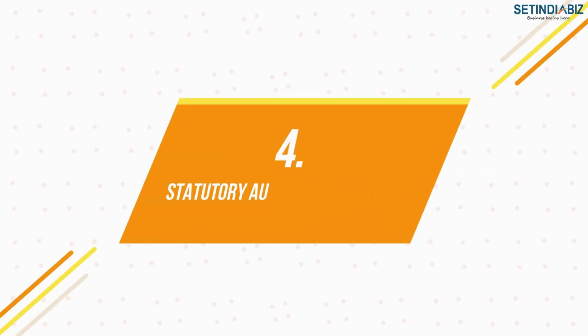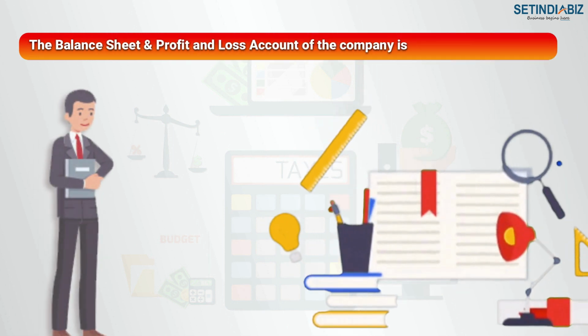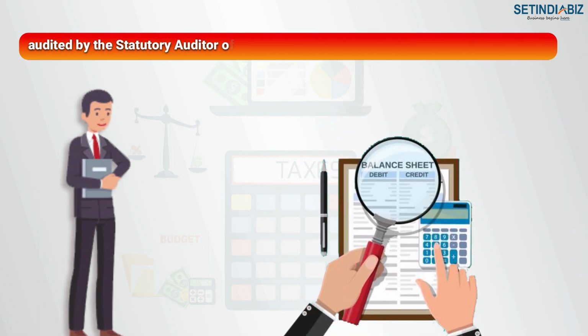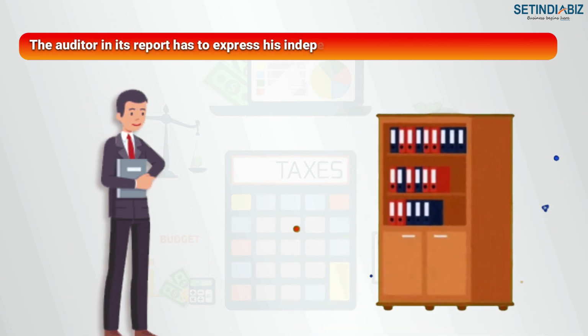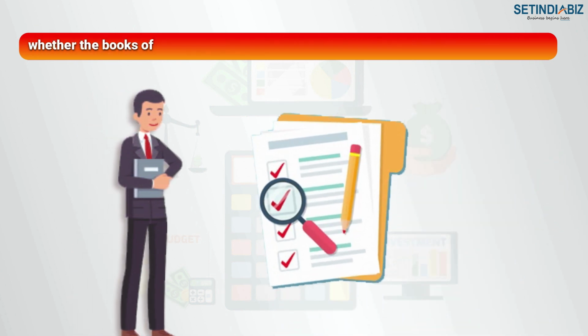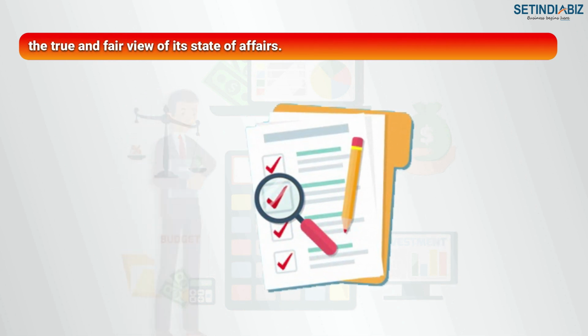4. Statutory audit of the company. The balance sheet and profit and loss account of the company is audited by the statutory auditor of the company. The auditor in its report has to express his independent opinion whether the book of account of the company reflects the true fair view of its state of affairs.